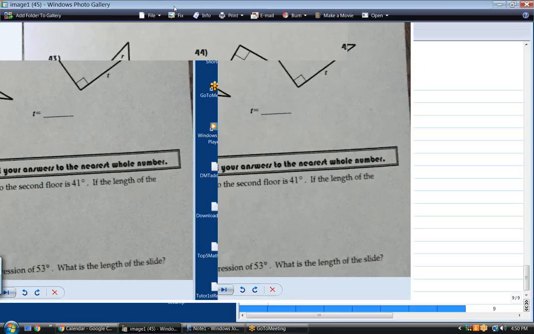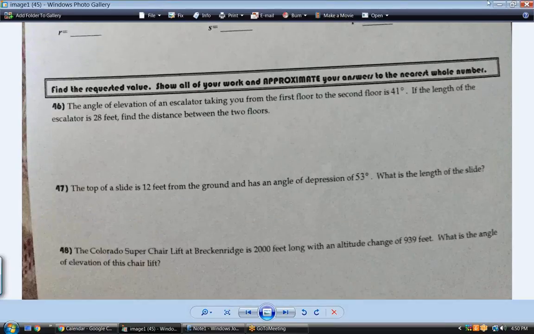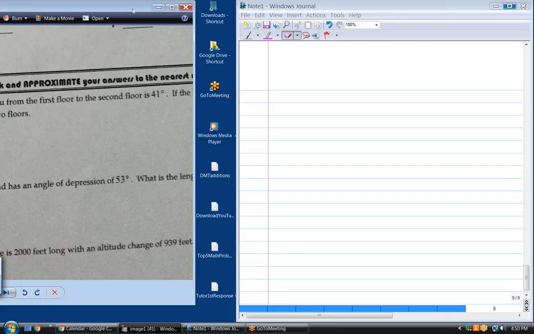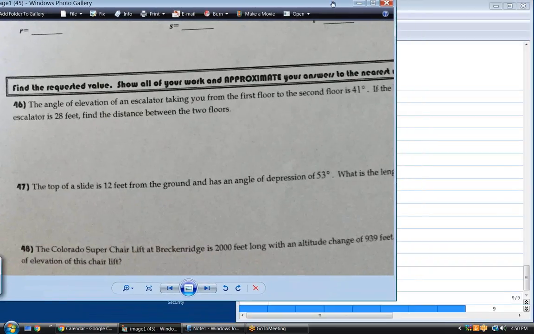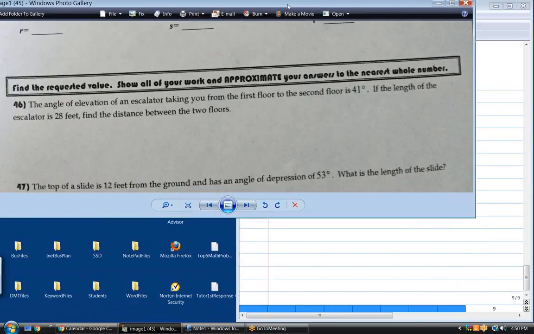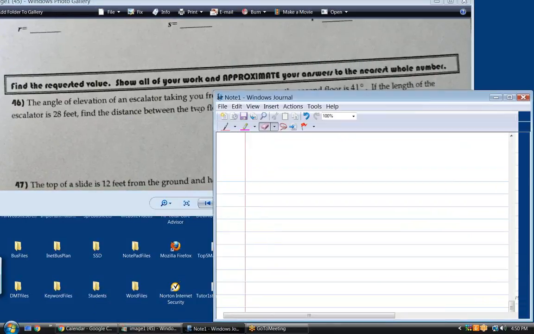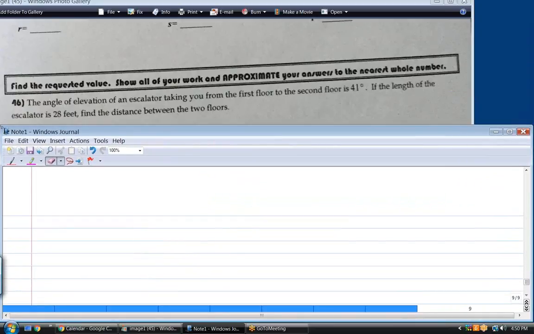Blow this up a little bit and see if I can make out this. All right, these word problems are always, and I don't know that I've ever seen them not be, merely right triangles. So we have to be able to draw the right triangle that fits this picture. Well, an escalator looks like that. This is the first floor down here. This is the second floor up there.